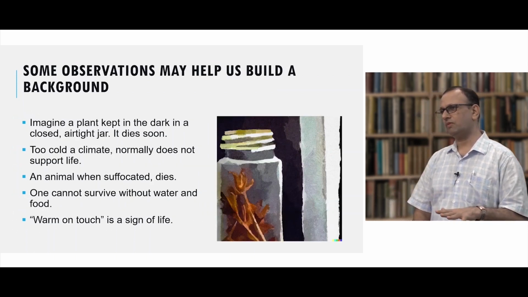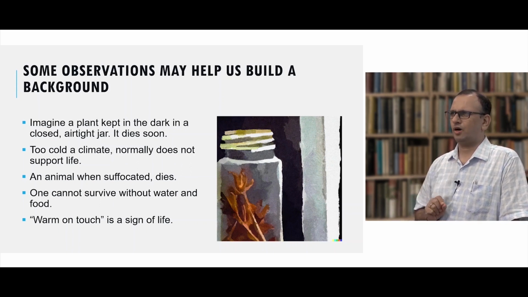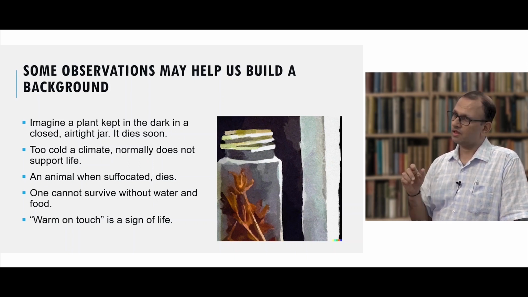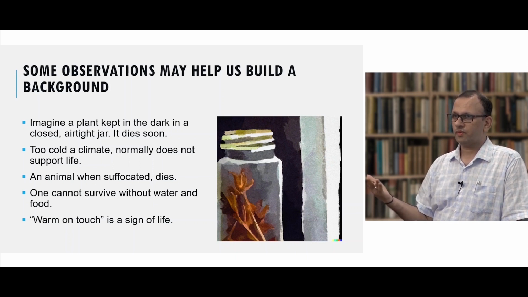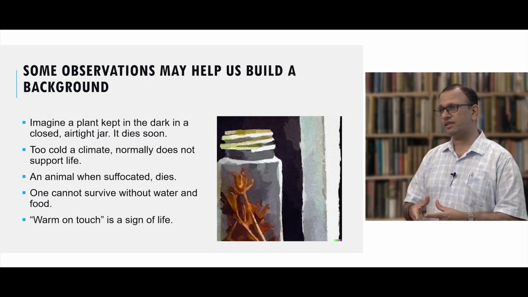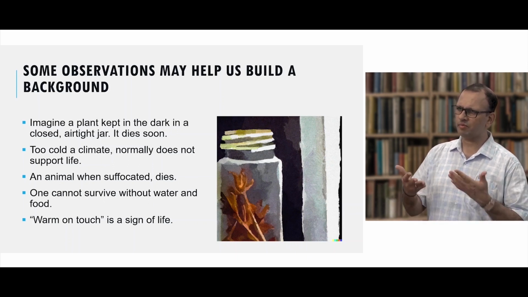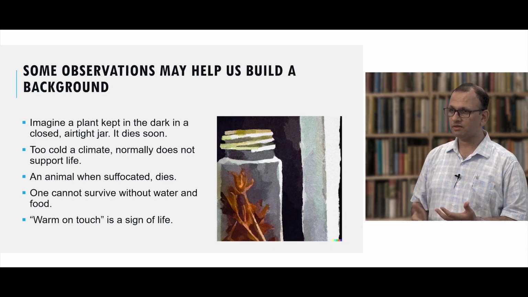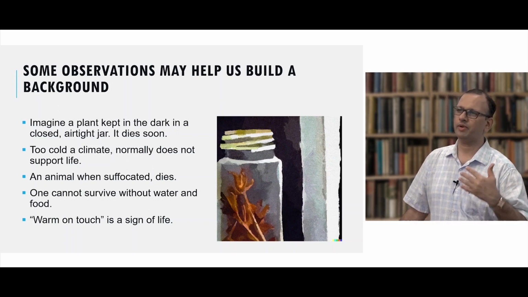Again, some basics of commonsensical understanding will be of help for us. These are some very basic observations. Imagine a plant kept in the dark in a closed airtight jar. It dies soon. It cannot survive without water, without sunlight, without nutrients. Similarly, too cold a climate normally does not support life. An animal, when suffocated, dies. One cannot survive without water and food. Again, these are all very commonsensical things. Warm on touch is a sign of life. A dead body is cold. Warmth is a sign of life. These common observations led to the formation of the theory that is called Tridosha.